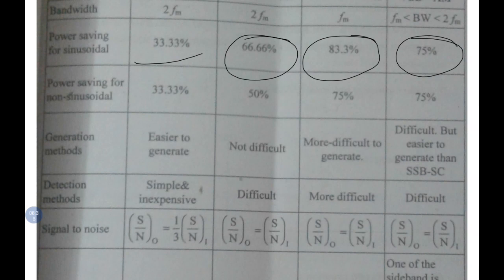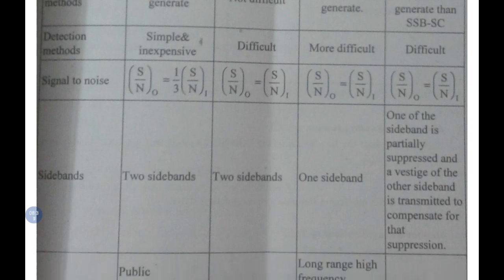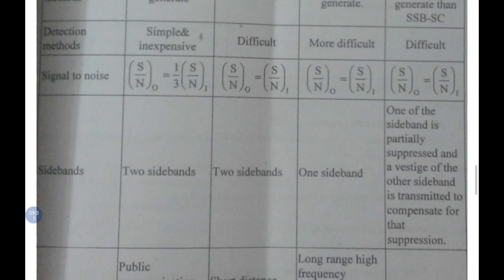And like that, the signal to noise ratio and all are not that much important for you. Sidebands, this is another important thing. In normal AM it has 2 sidebands. In DSB SC it has 2 sidebands. In SSB only 1 sideband. In VSB one of the sidebands is partially suppressed and a vestige of the other sideband is transmitted. Okay, so this is what happens in VSB.